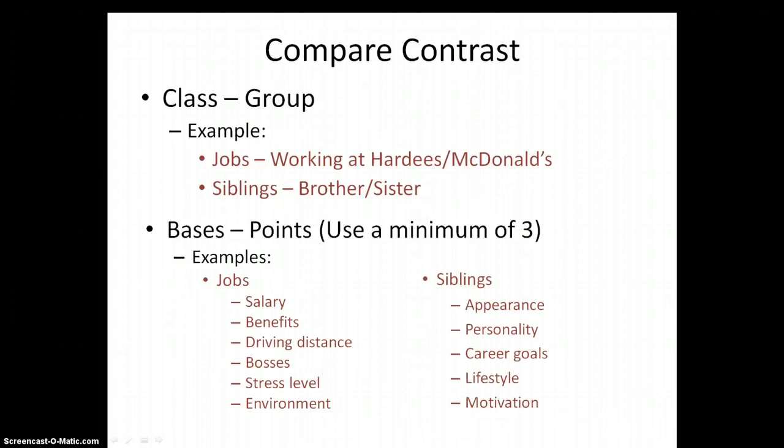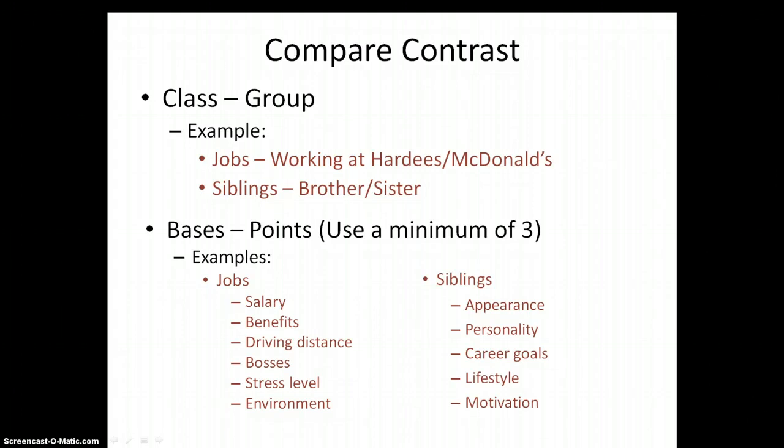A class is a group. Example, jobs working at Hardee's or McDonald's are siblings, brother, sister, when you're getting ready to compare or contrast something. Then you have the basis of comparison.